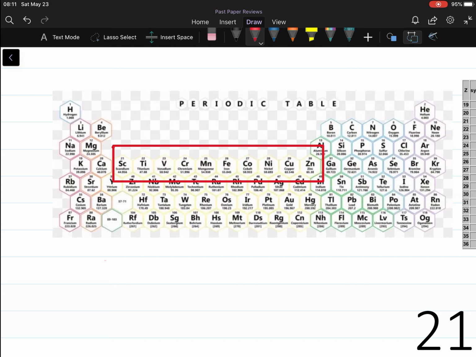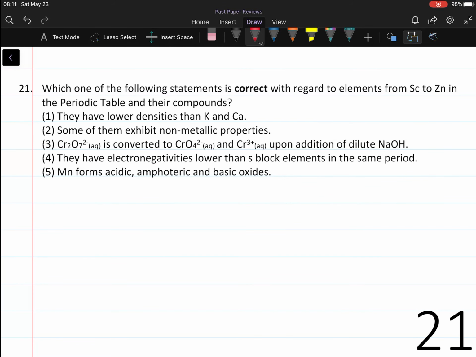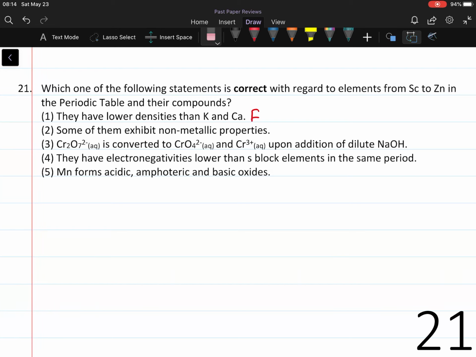of the periodic table. But potassium and calcium belong to the S block, whereas scandium to zinc are elements of the D block. So we know that D block elements have a higher density than S block elements in the same period. Therefore, the first statement is false. Second statement. Some of them exhibit non-metallic properties. That is false. D block consists of metals.